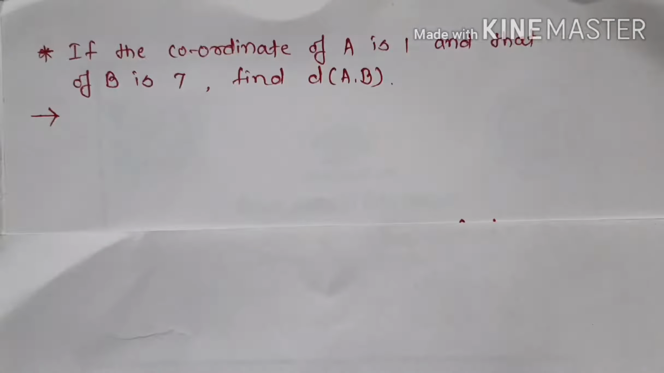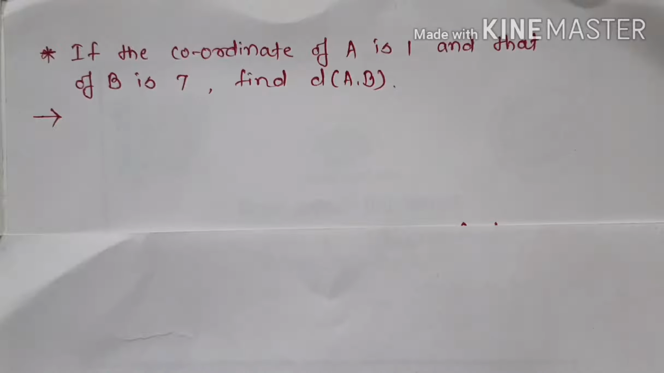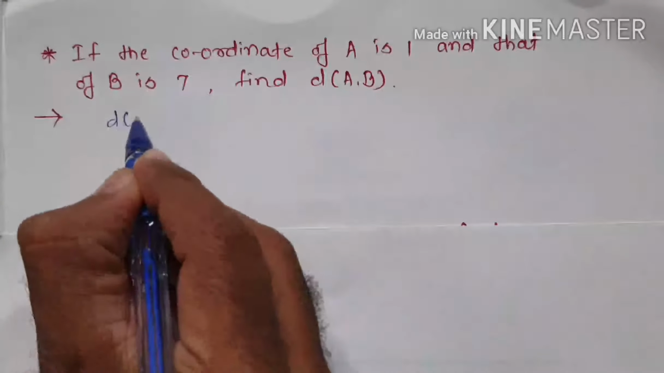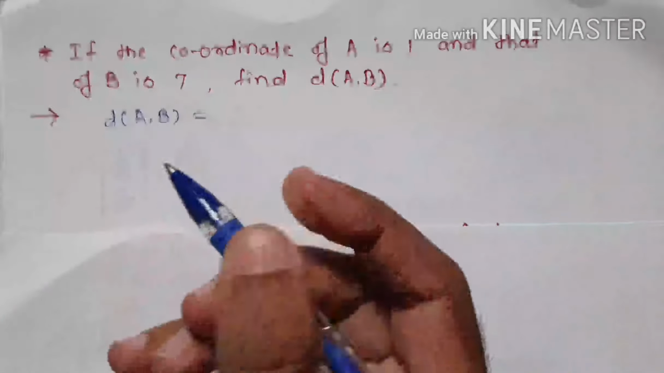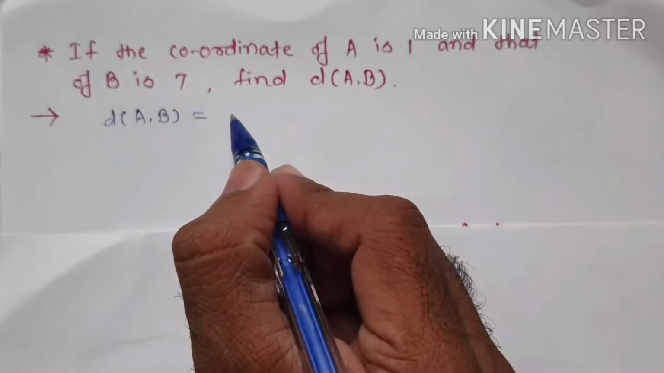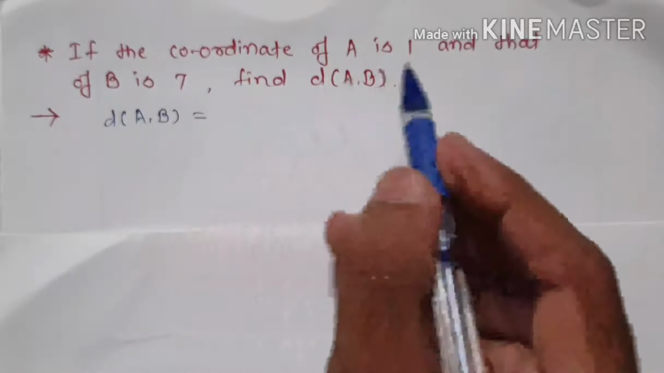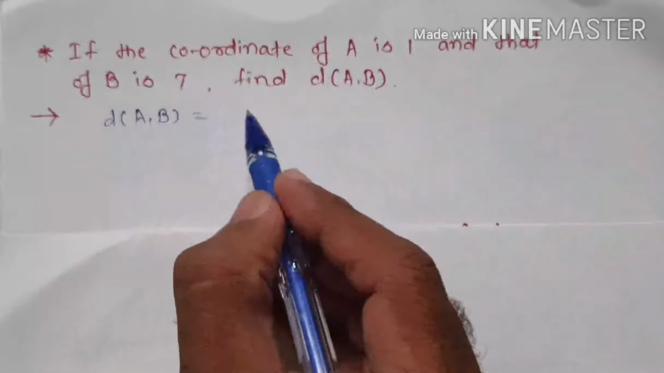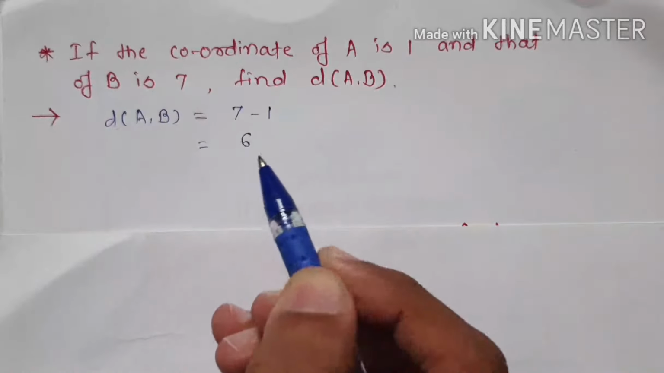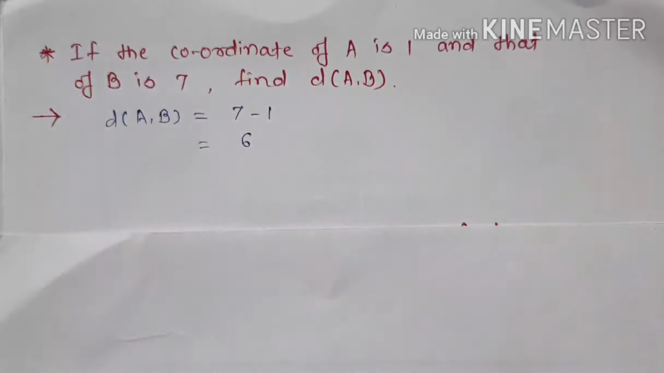Consider the next problem. If the coordinates of point A is -1 and that of B is 7, then find the distance AB. So instead of giving a number line or a diagram, here we are given the coordinates of 2 points, and from that we have to find distance AB, that is distance between points A and B. So by the same method we have to subtract the smaller coordinate from the larger one. So here the smaller coordinate is -1 and the larger coordinate is 7. So we have to subtract -1 from 7, that is 7 minus (-1), which is 8. So the distance AB is 8.